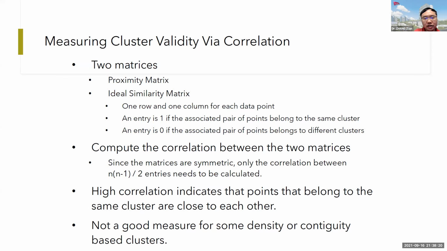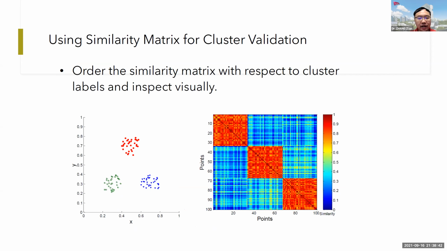High correlation typically indicates that points that belong to the same cluster are close to each other. But it is not a good measure for some density or contiguity-based clusters. So this is using the similarity matrix for cluster validation. This is an example.